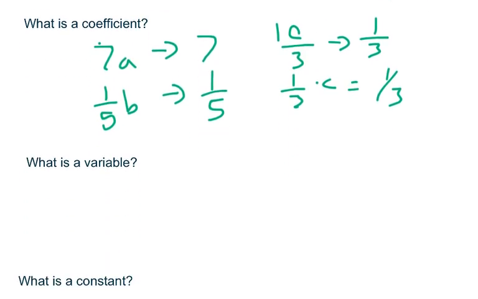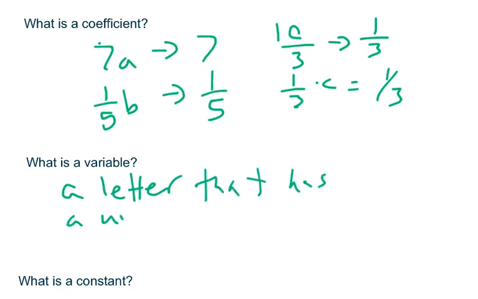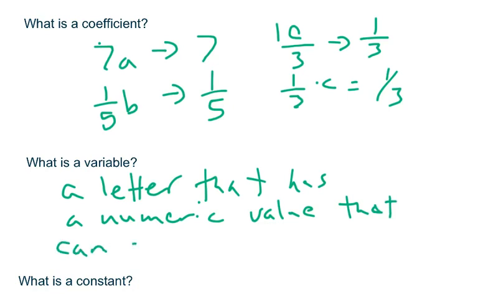A variable is usually a letter that has a numeric value that can change. And like we see up here, A is a variable, B is a variable, C is a variable. It could be any letter or Greek letter that we use to represent a different number.